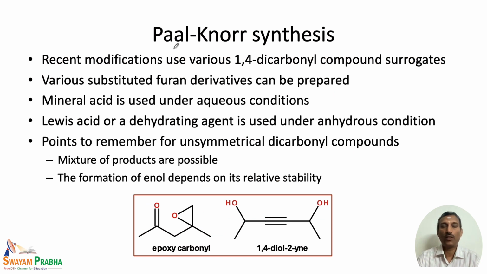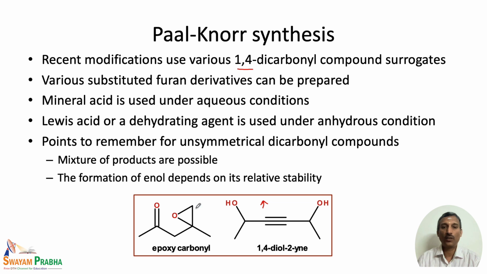Recently there have been lots of improvements over the Paal-Knorr synthesis. Some of the modifications include using 1,4-dicarbonyl surrogates instead of 1,4-dicarbonyl compounds. Epoxy carbonyls as shown here, or 1,4-diol-2-ynes are also used as starting materials, because, especially this alkyne diol, actually gives the corresponding dicarbonyl compound in situ.